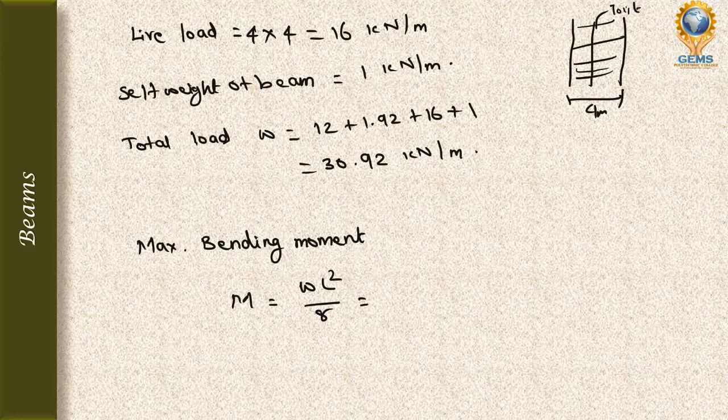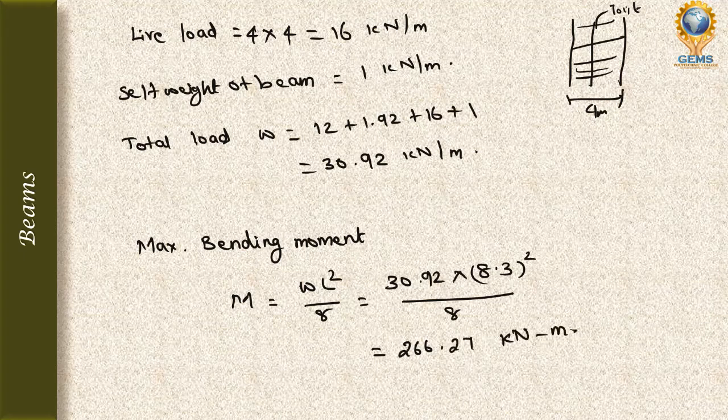So W is 30.92 into effective length 8.3 square into 8. So we will get it as 266.27 kilonewton meter.